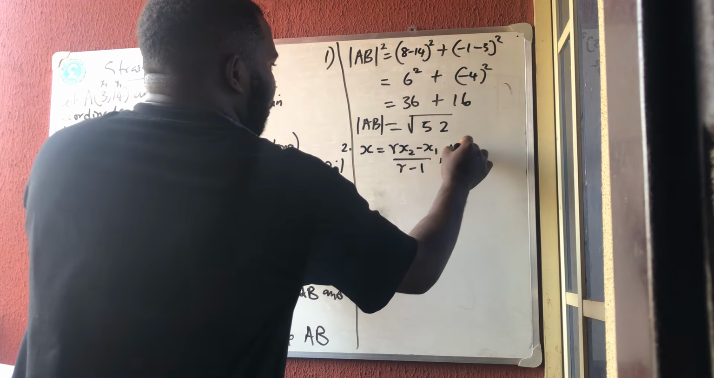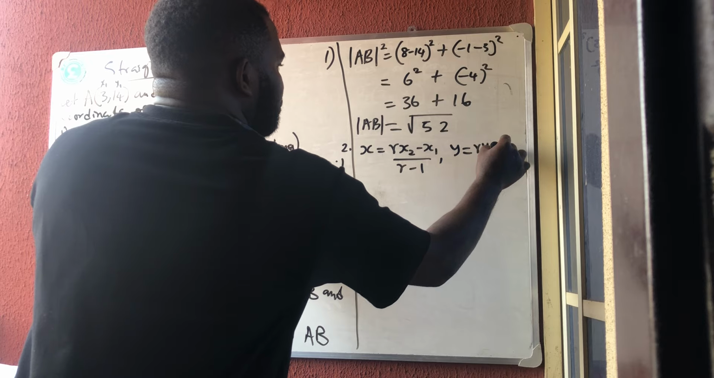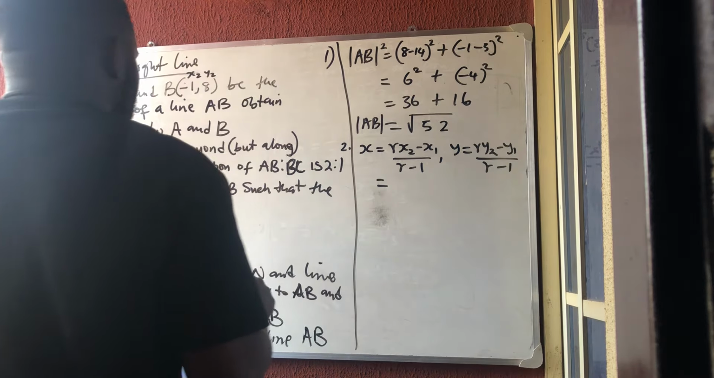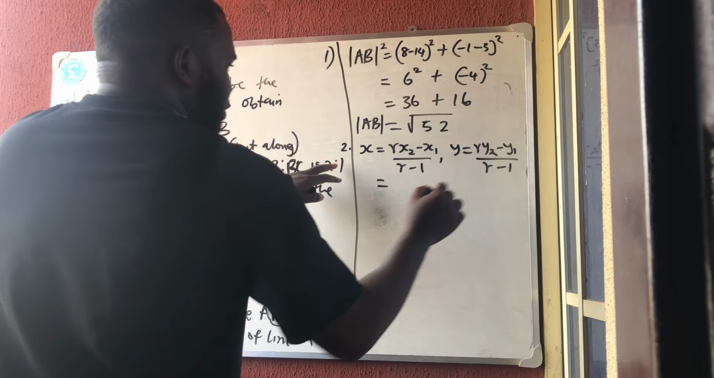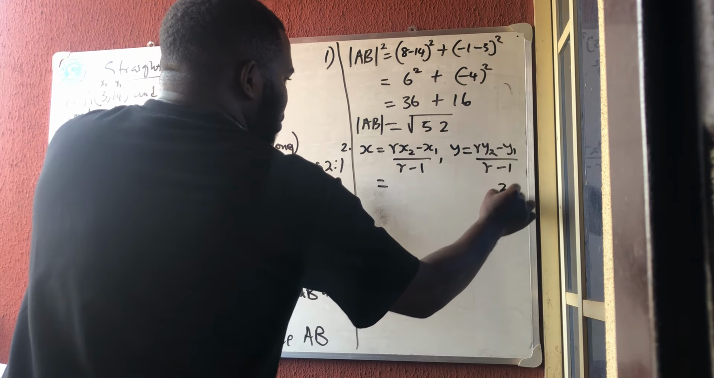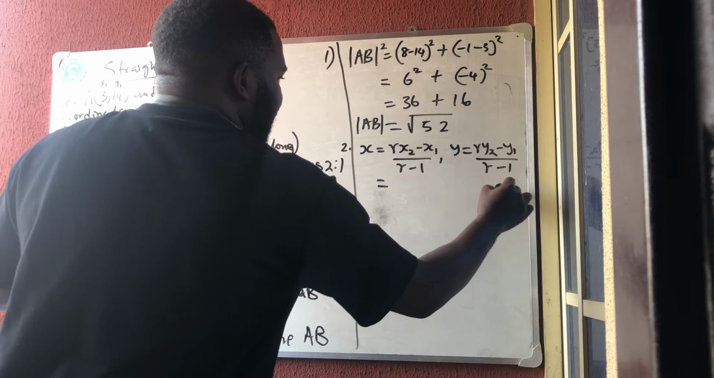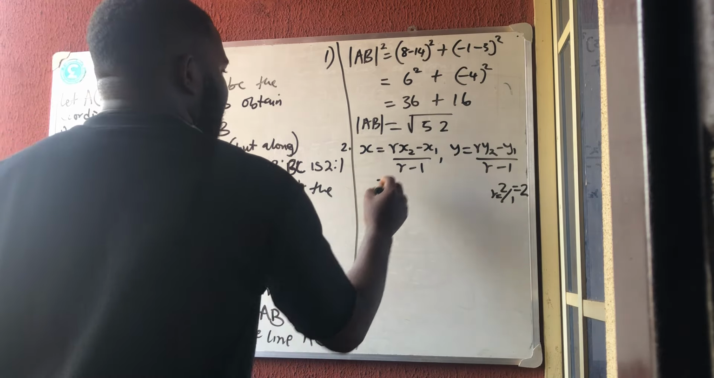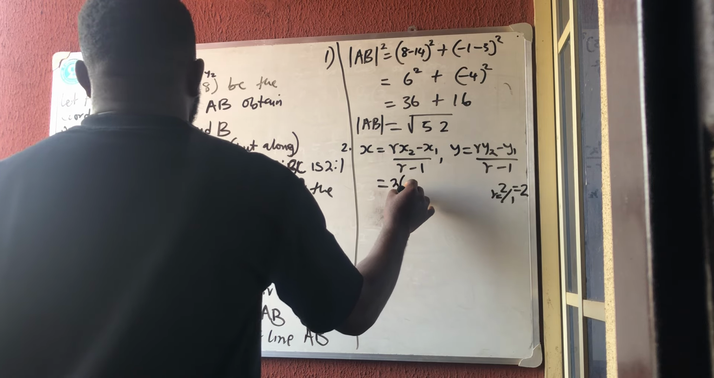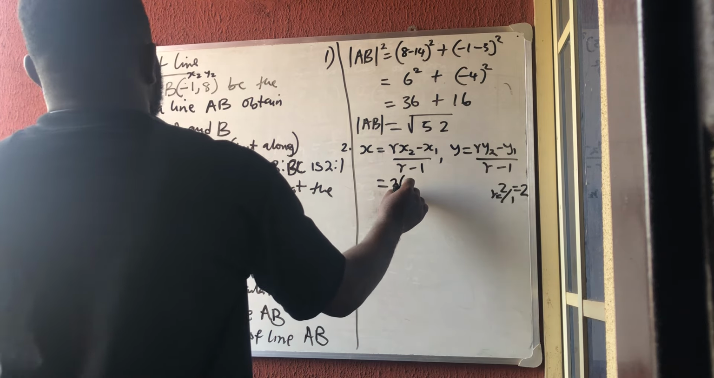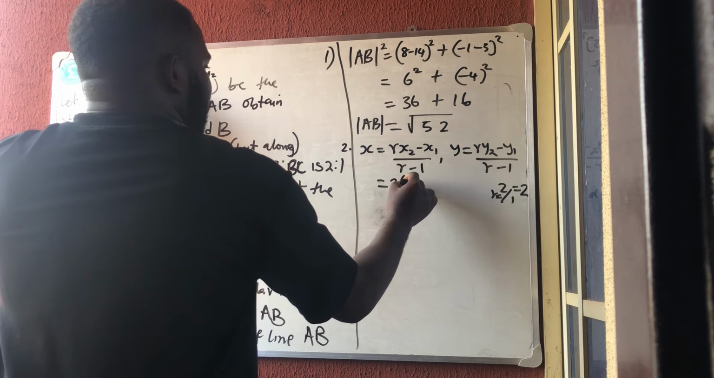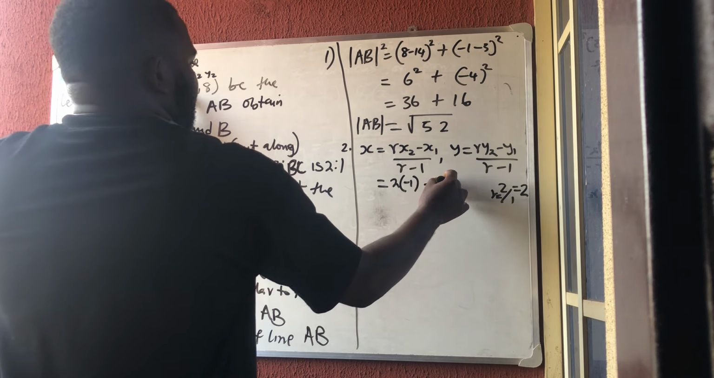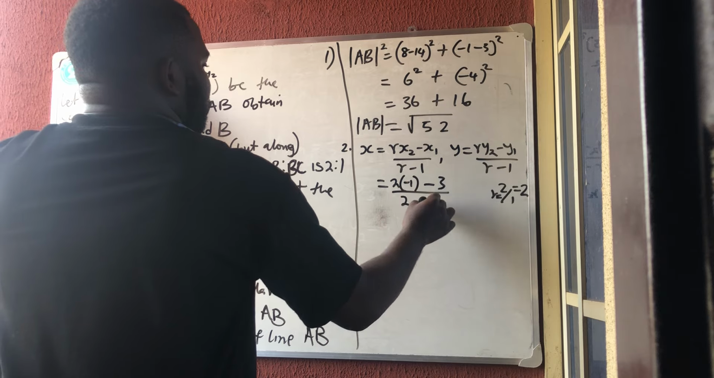So y should be what? r y2 minus y1 all over r minus 1. So let us substitute. I'm having the ratio is 2:1. The colon means divide. That is 2 divided by 1, which is 2. So my ratio is 2. So let's put it here. I'm having 2 brackets, my x2 is minus 1. So 2 bracket minus 1 minus 3 all over 2 minus 1.